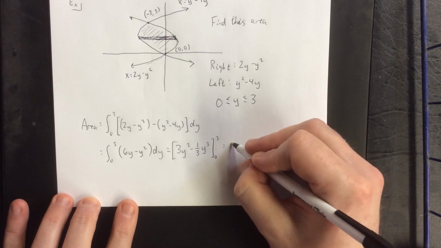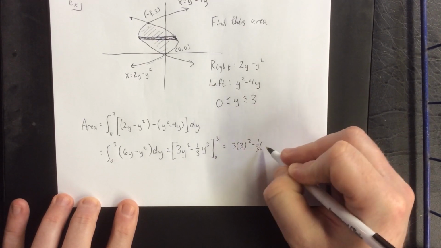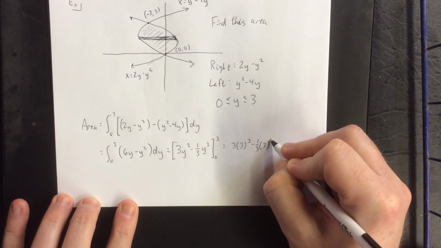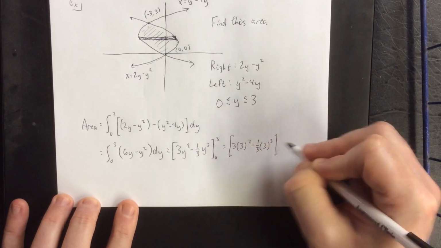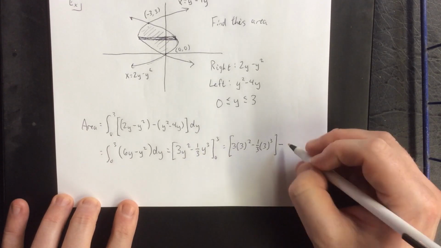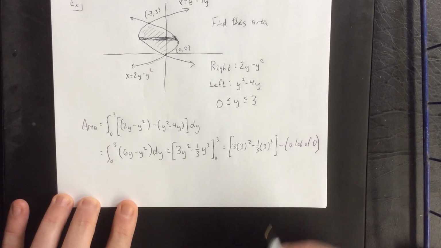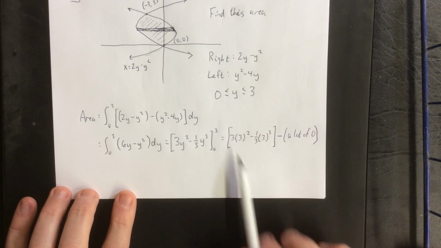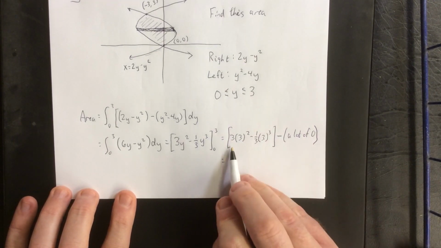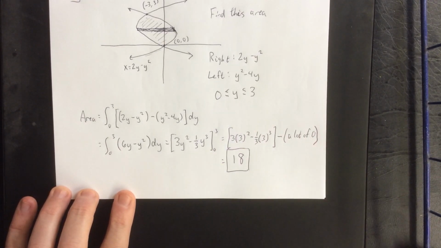Plugging in y equals 3, we'll get 3 times 3 squared minus 2/3 of 3 cubed, minus 3 times 0 squared minus 2/3 of 0 cubed. That is a lot of 0. Simplifying what's inside this set of parentheses, I see 27 minus 18. Final answer for this one, 9.